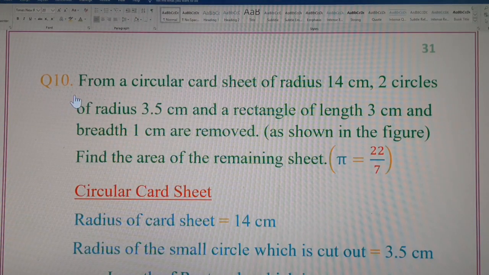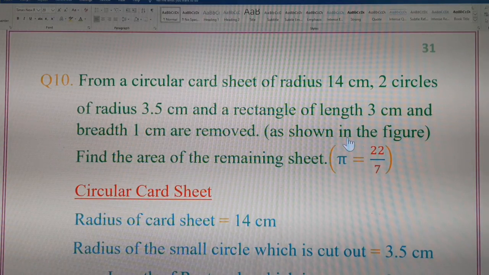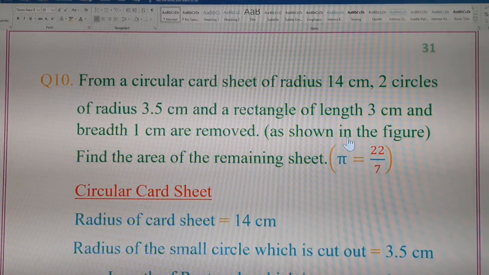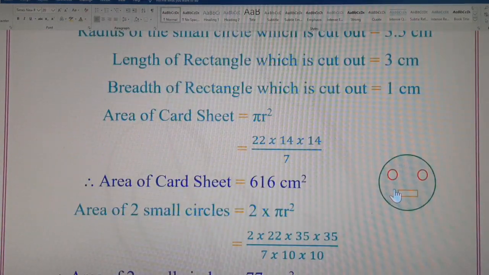Let's go to the 10th sum. From a circular card sheet of radius 14 centimeter, two small circles of radius 3.5 centimeter and a small rectangle of length 3 centimeter and breadth 1 centimeter are cut and removed. Now the figure is shown in your textbook. Please children, you can refer to the textbook page number 223, where the diagram of this sum is given. I have also drawn it below here.